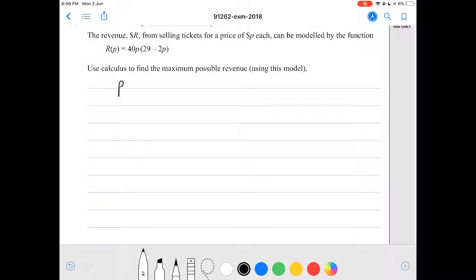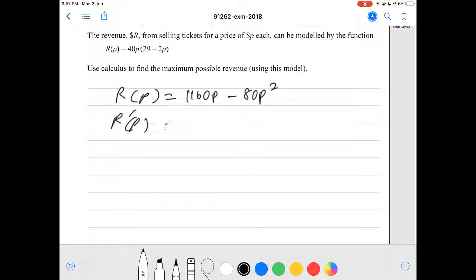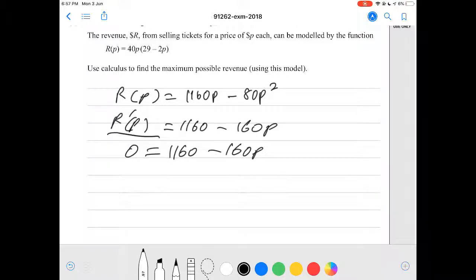So we say R dash of P equals to, actually we should expand first, honestly. That would be a good idea. R of P equals to 40P multiplied by 29, what is that? 40 multiplied by 29. 1,160 minus 80p squared, okay? So now we can say R dash of P equals to 1,160 minus 160p. And we're going to substitute the gradient function equals to 0. So we'll say 0 equals to 1,160 minus 160p, okay?